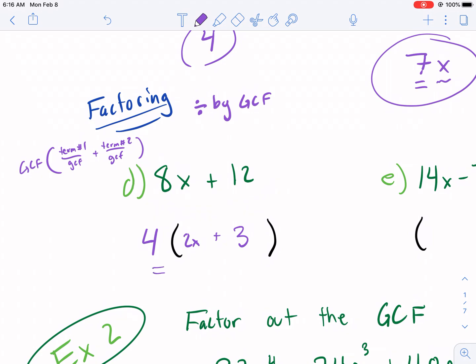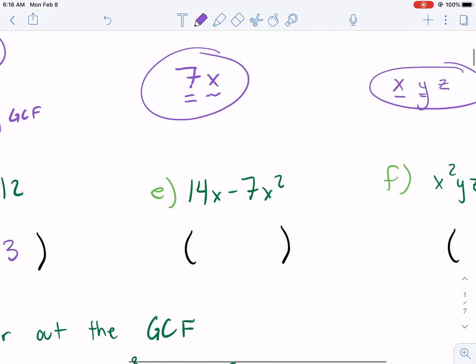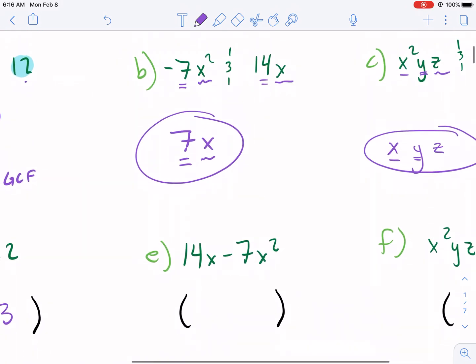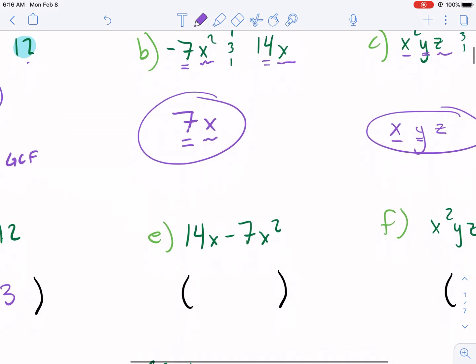We have 4 times 2x plus 3, and if we distribute that, we're going to get this right here, okay? All right. Moving on to the next example, we already broke down the greatest common factor. This time we just rearranged it a little bit to have the negative 7x squared as a subtraction instead of as a negative out in front.